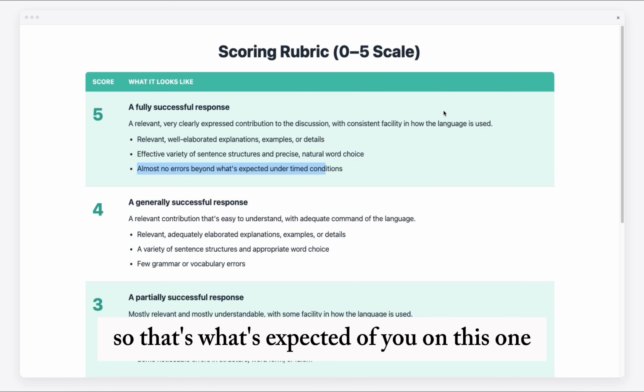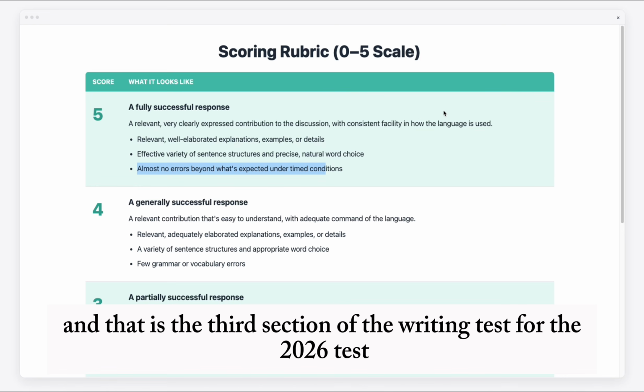So that's what's expected of you on this one, and that is the third section of the writing test for the 2026 test.